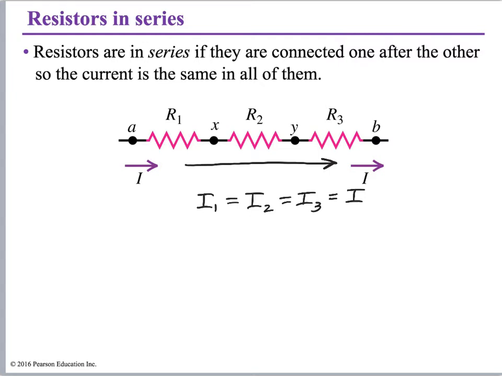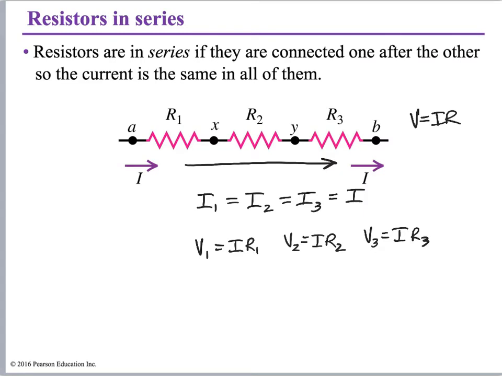Now what we do find, remembering Ohm's law, is that the potential drop across each resistor will be determined by the current going through that resistor and the value of the resistance. So the potential across resistor 1 is going to be I times R1. Potential across resistor 2 is going to be I times R2. And the potential across resistor 3 is going to be I times R3.